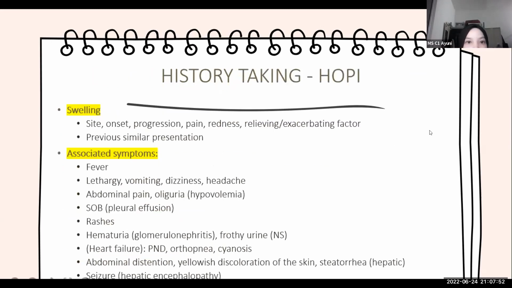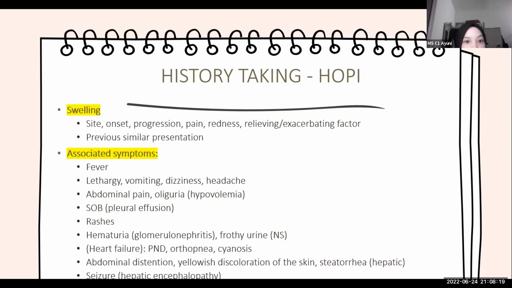Okay, so next we go to history taking, HOPI. For the swelling itself, the edema, we have to ask about the specific site. Is it at the leg, or is it unilateral, bilateral? The onset, the progression of the swelling, whether it's painful, which may indicate, for example, cellulitis or DVT. Redness, relieving or exacerbating factors, if it's better in the morning or evening.